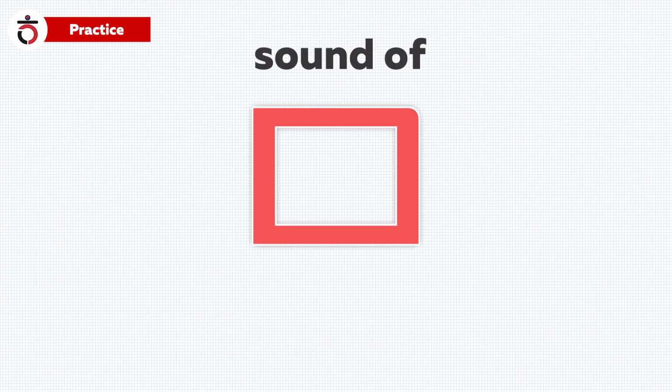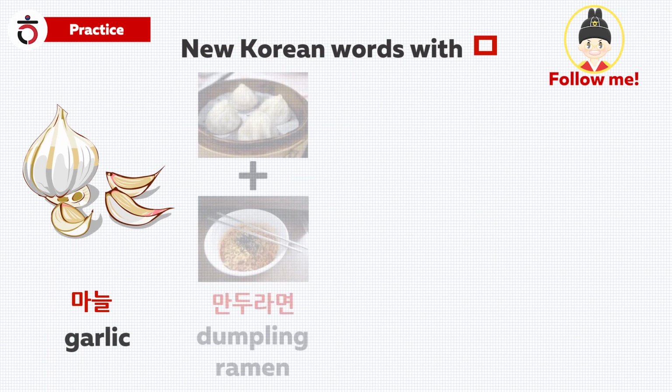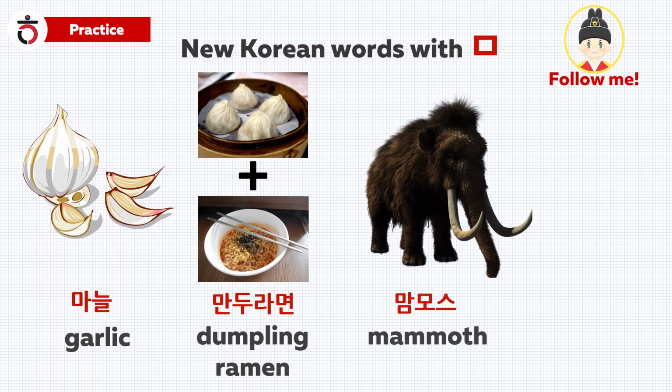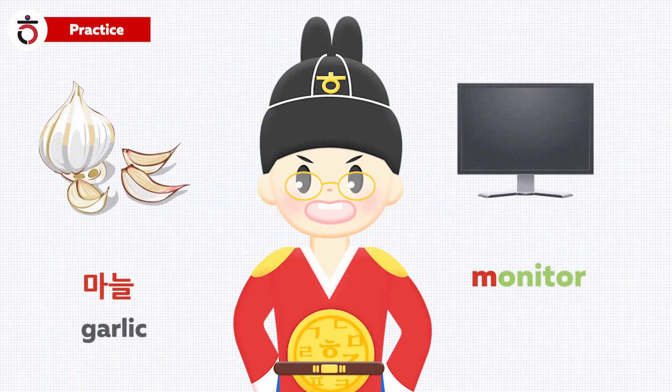Let's go to the sound of mieum. Please listen carefully to the Korean words we have learned today. M, 마늘. M, 만두라면. M, 맘모스. M, 매미. Can you tell any difference between the sound of m, 마늘, and m, monitor? They sound very similar to one another.